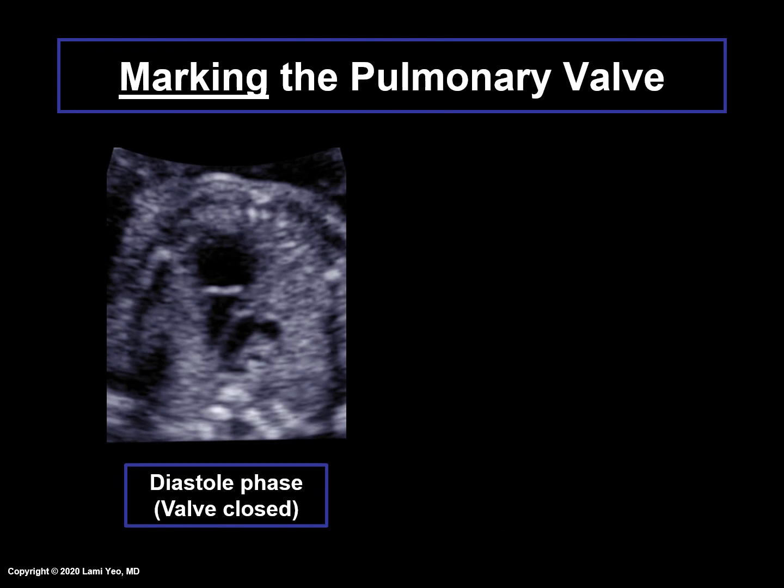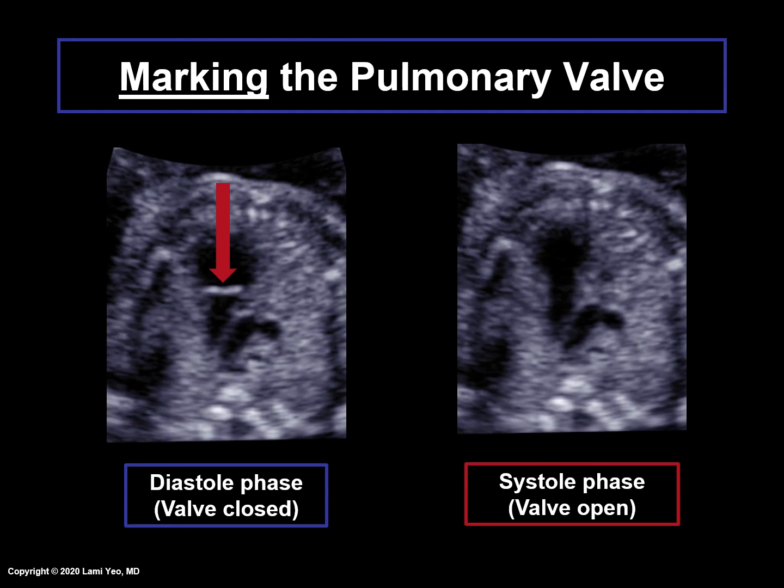Similarly, to mark the pulmonary valve, the valve must be closed, in other words, the diastole phase of the cardiac cycle. If the valve is open in systole, there is no pulmonary valve visible to mark. Therefore, FINE knows this and will automatically close the pulmonary valve so that the user can mark this valve.